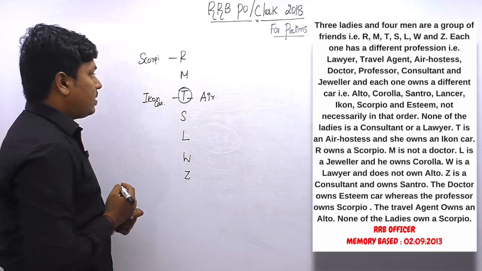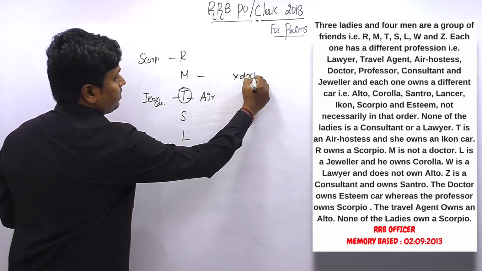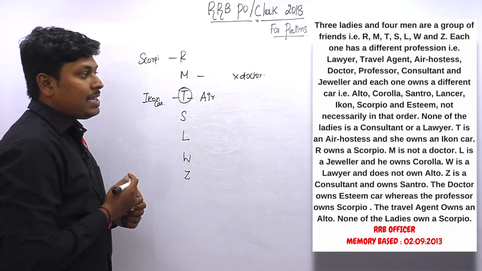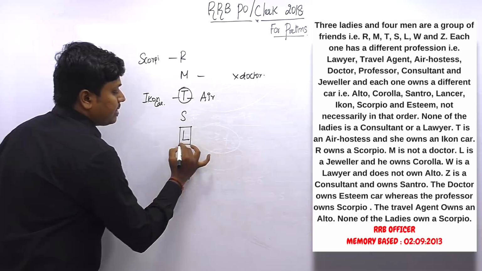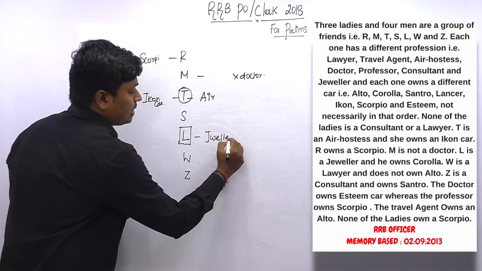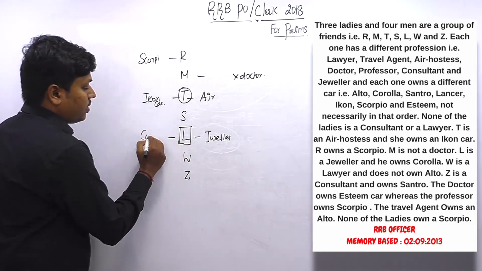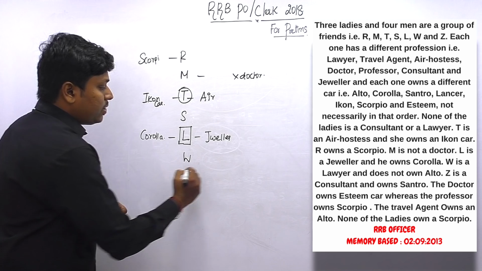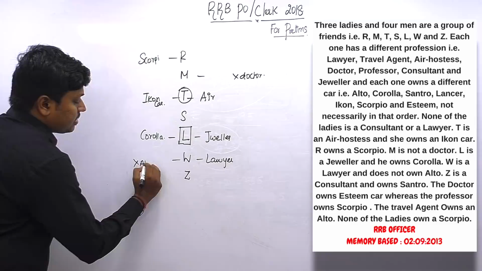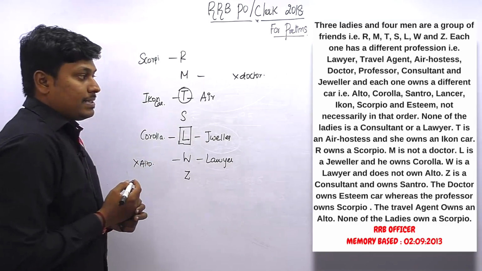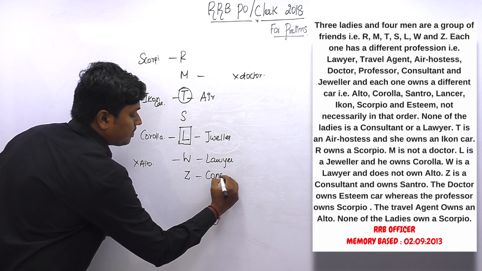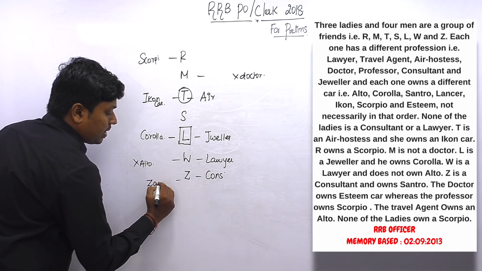M is not a doctor. Next point, L is a jeweler and owns a Corolla, so we can say that L is a male person. Next point, W is a lawyer and does not own Alto. Z is a consultant and owns Sandro.